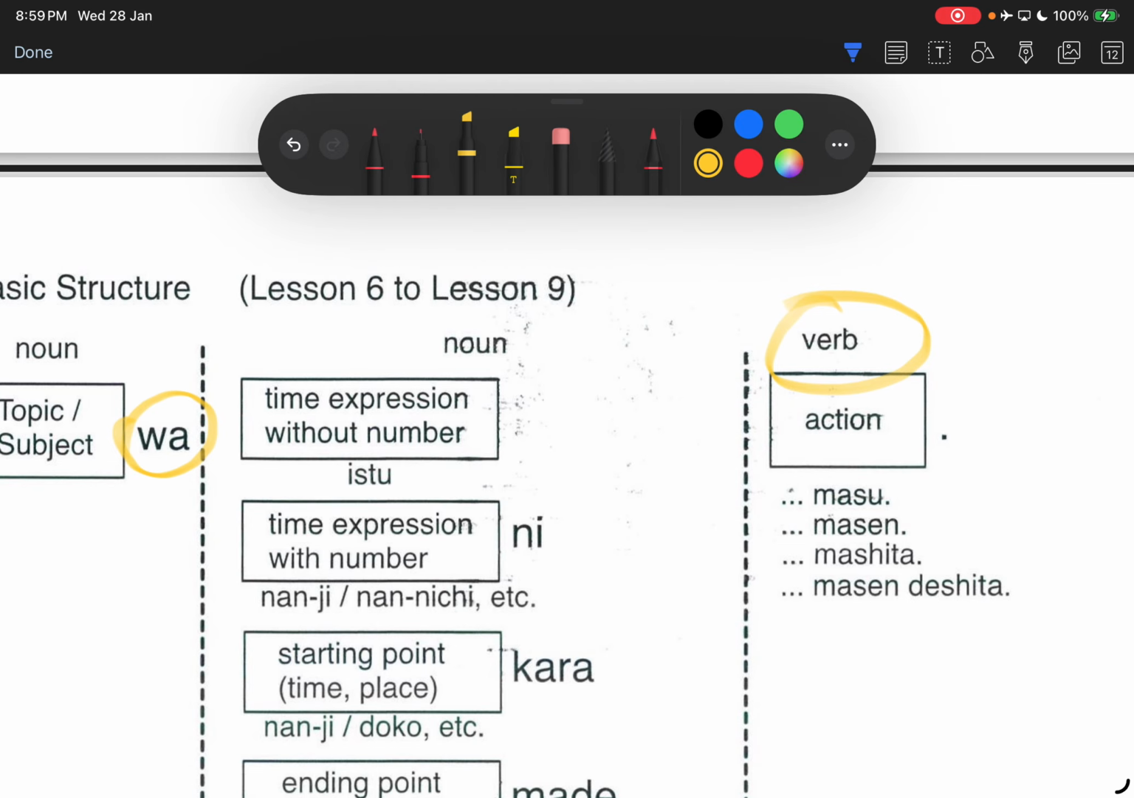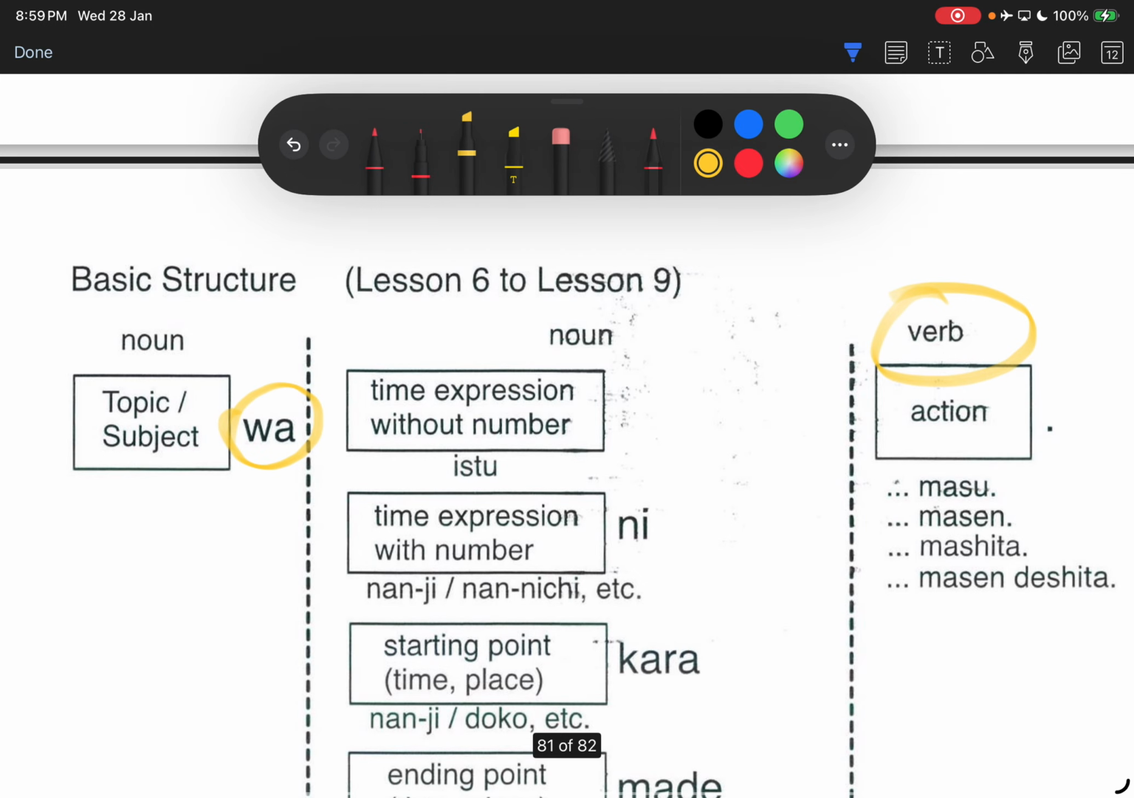But let's say we have a verb. So it ends with a verb. So what is in the middle? In the middle, we can have things like, for example, time expression without number. So what is time expression without number?